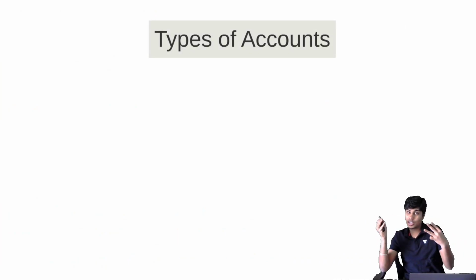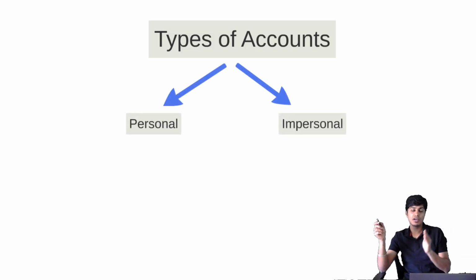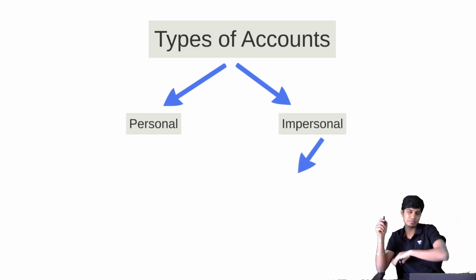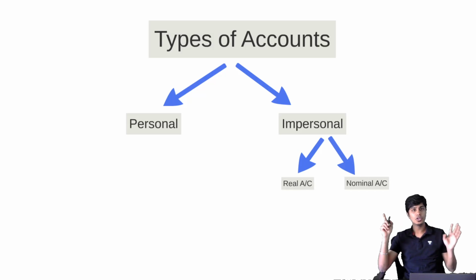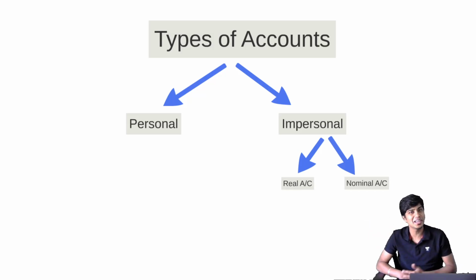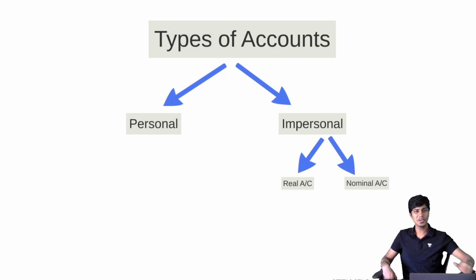There are 3 golden rules, but however, types of accounts are only 2. One is personal, other one is impersonal. Personal accounts can be further classified into 3 categories, but first let's see impersonal accounts. Impersonal accounts are classified into 2 categories, that is real account and nominal account. So henceforth, if someone asks you how many types of accounts do you have, please don't say 3, real, personal, nominal. There are only 2 types of accounts, personal, impersonal. Real and nominal are types of impersonal account. Got it?